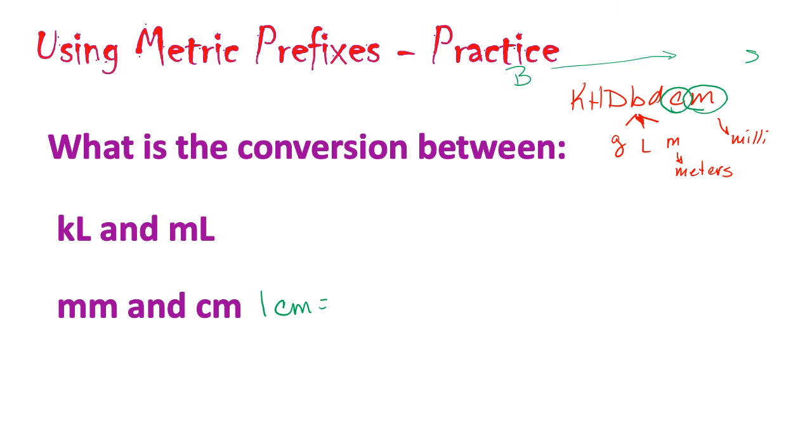This whole system's based on the number 10. So now we just have to find out what this exponent is. How many steps between a centi and a milli? 1 step. So there's your answer. 1 centimeter is equal to 10 to the first power millimeters. And you've got the conversion factor.